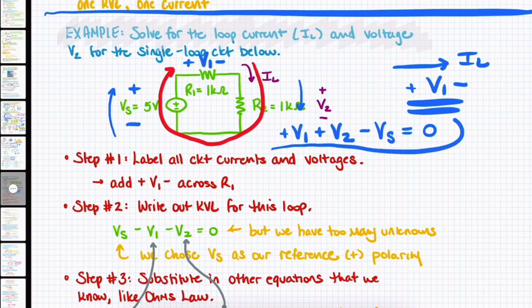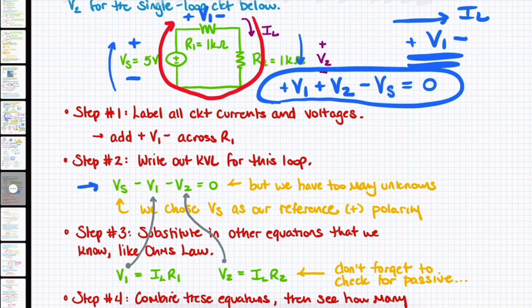So this is how I would write out KVL. If we take a look at the version down here, we can see that's exactly the same thing, except with all the signs flipped. I guess that when I wrote it out originally, I had assumed that Vs was our positive reference.